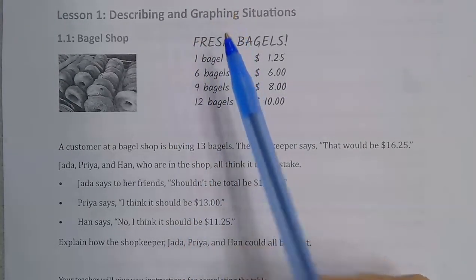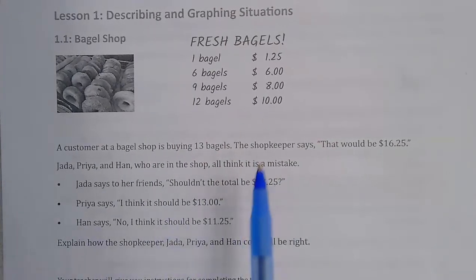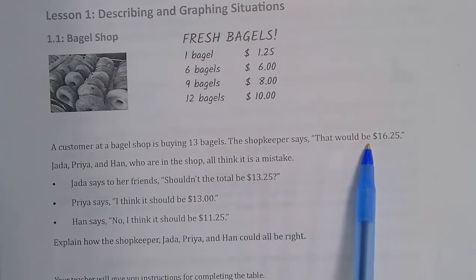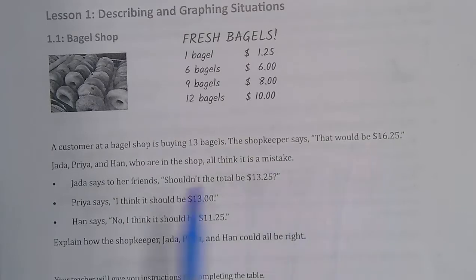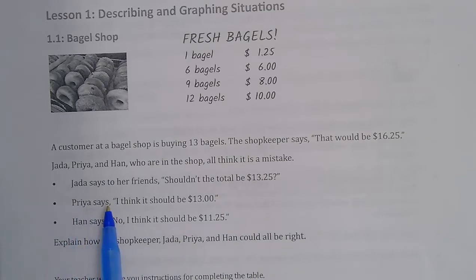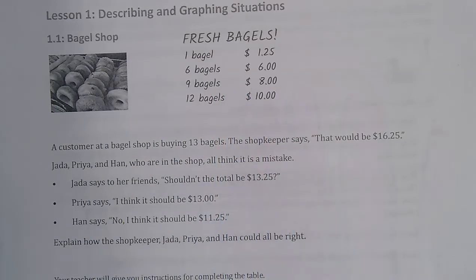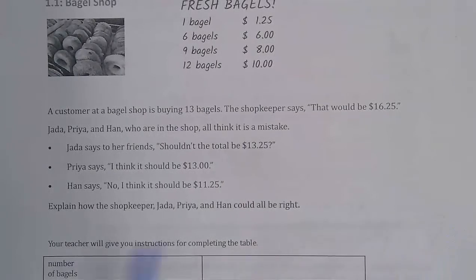So we're going to look at describing and graphing situations. A customer at a local shop is buying 13 bagels, and the shopkeeper says that's going to be 16.25. And Jada said to her friends that's going to be 13.25. Priya said, shouldn't it be 13? And Han said it should be 11.25. So the question is, how could they all be right? Explain how the shopkeeper, Jada, Priya, and Han could all be right.